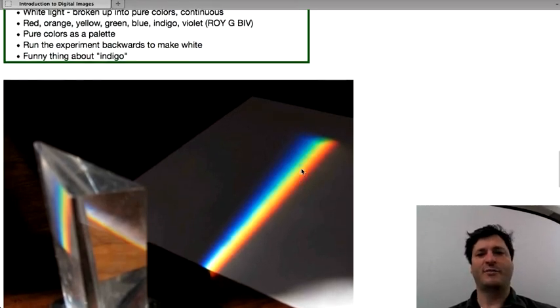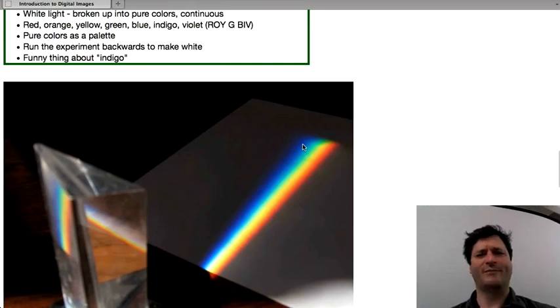Also, there's kind of a funny thing about indigo here. When Newton named these, in between blue and violet, we've got indigo. And it seems like, really, did we need a separate word for that? Couldn't we just call that blue?